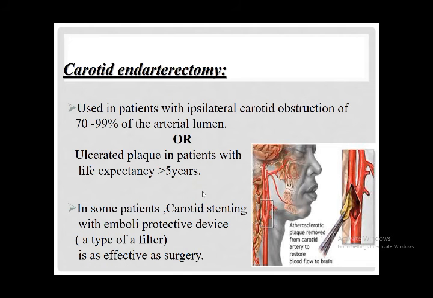Carotid endarterectomy is used in patients with accelerated carotid obstruction of 70 to 99% of the arterial lumen, or sometimes in ulcerated plaques, in patients with a life expectancy of more than 5 years. Not in patients with very old age. It is an invasive procedure. Here you can see the plaque removed from the carotid artery to restore blood flow to the brain.